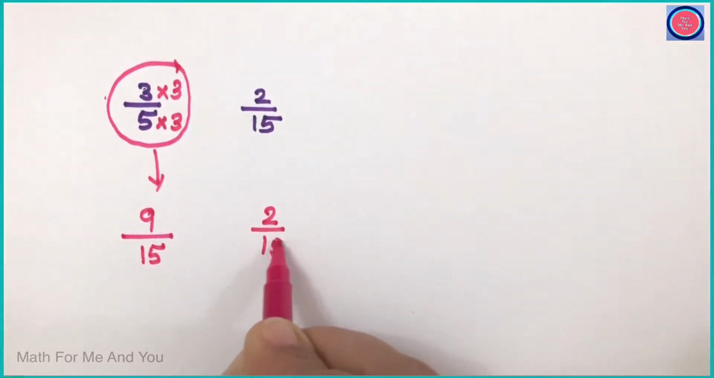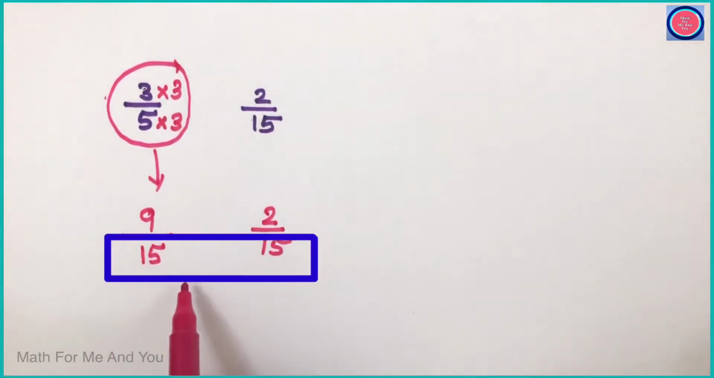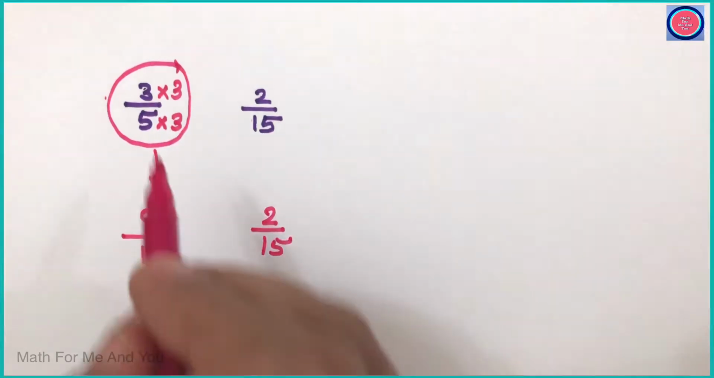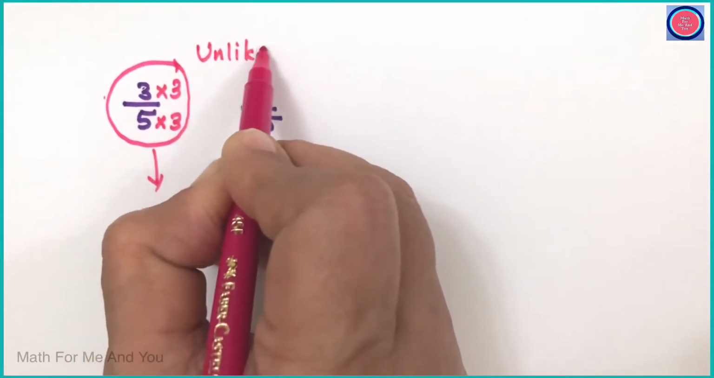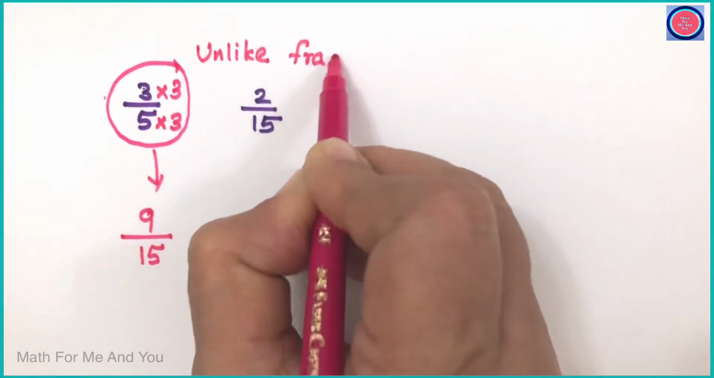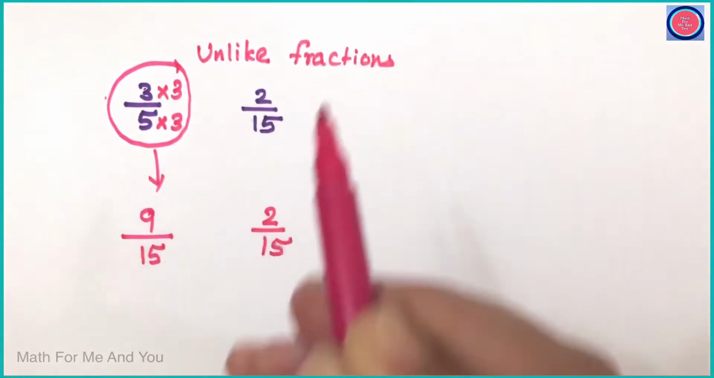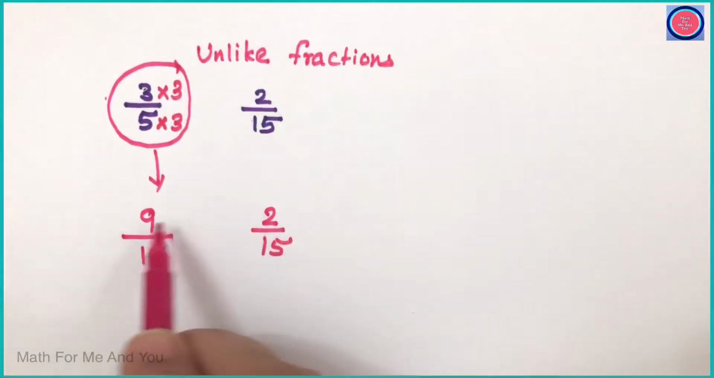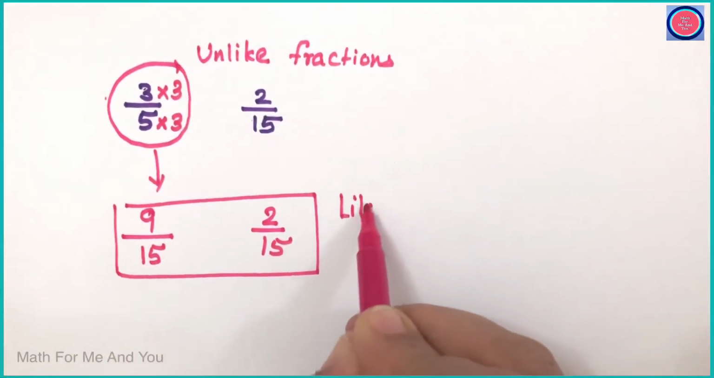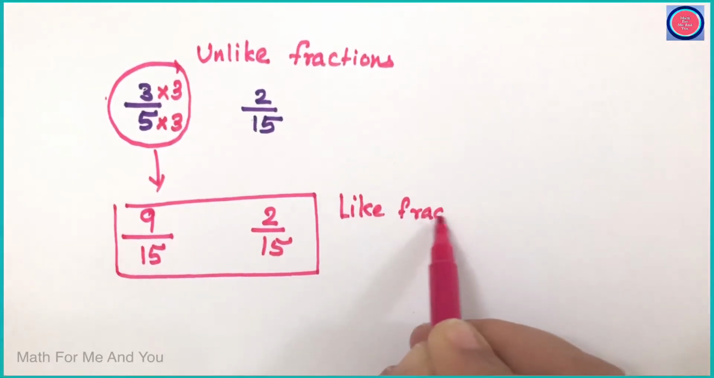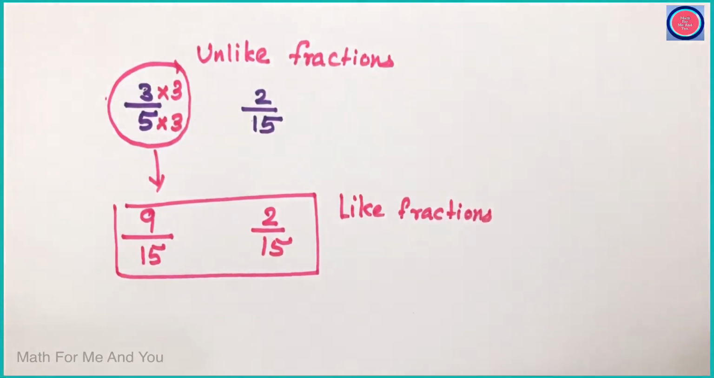Look at the denominators. Now they are the same number, 15. That means before they were unlike fractions, but we have changed them and now they are like fractions with the same denominator. We changed the small denominator, multiplying it with a number to get the big or large denominator. Instead of 2, if we get more fractions also, we can change them to like fractions.